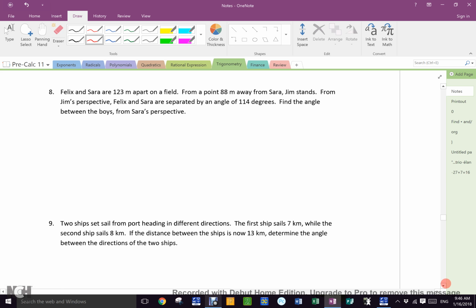Felix and Sarah, 123 meters apart. Felix, Sarah, 123. Actually, I like to put my distances outside the triangle. From a point 88 meters away from Sarah, Jim stands. 88. From Jim's perspective, Felix and Sarah are separated by 114 degrees.